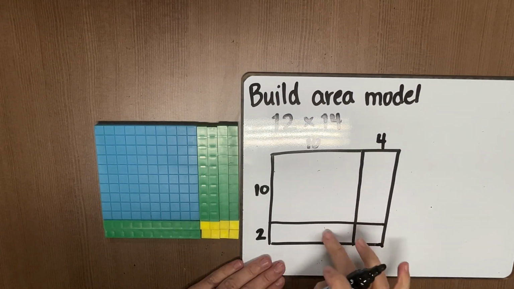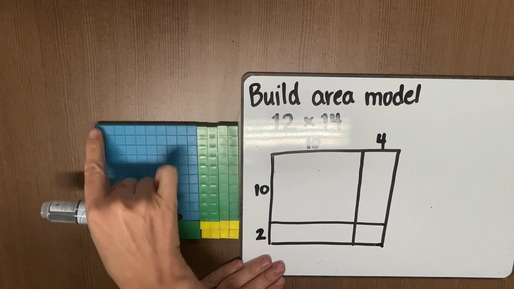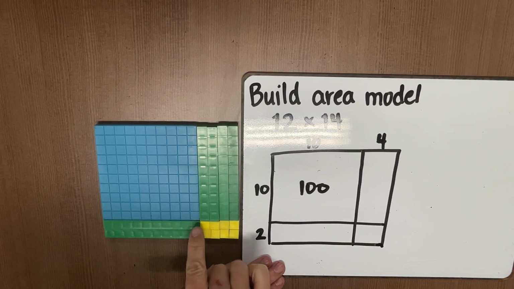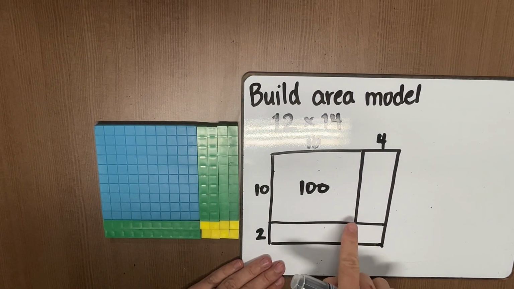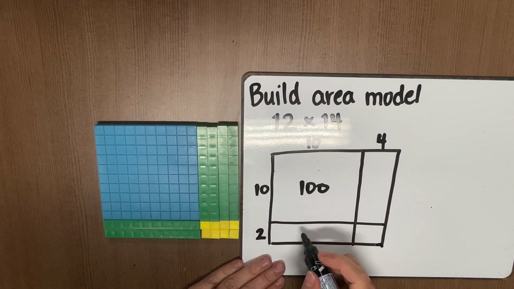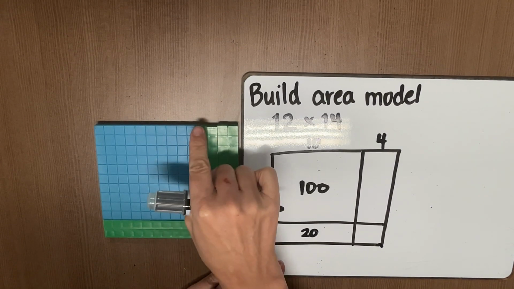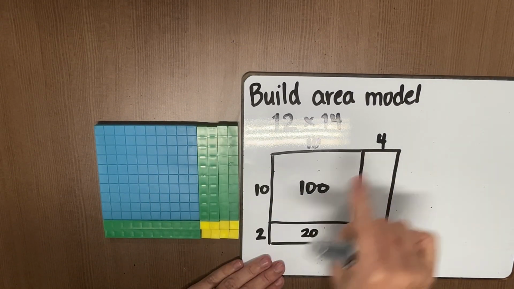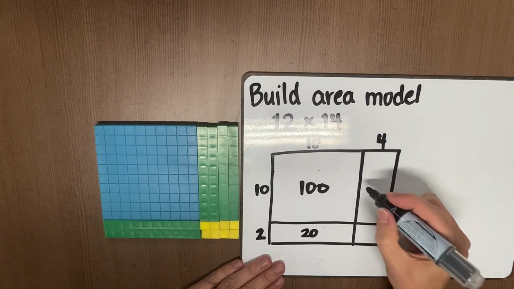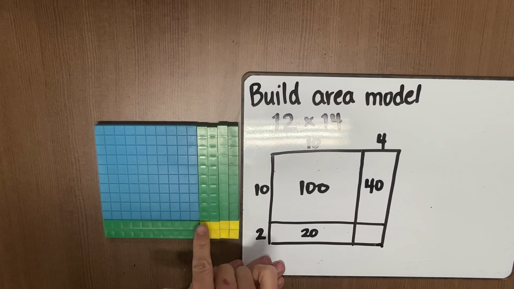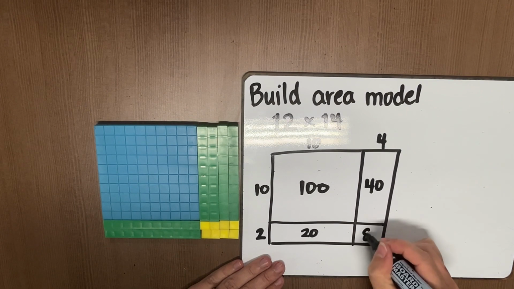Well, let's look at each of these parts of our area model. 10 by 10 is really 100. And down here I have a 2 by 10, and that's 20 in the green part. But I have another green section here. This is 10 by 4, and if I look, that's 40. Then I have the little tiny ones section, which is 2 by 4, and if I look, I have 8 ones.